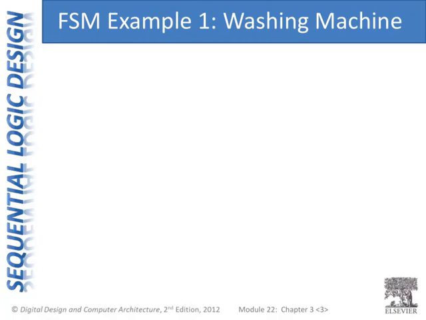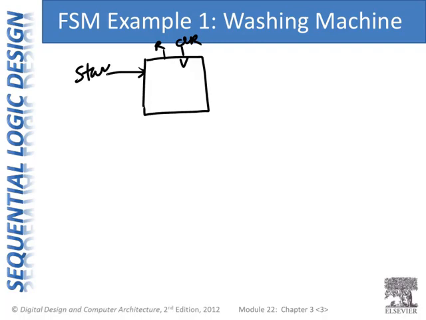So, for example, suppose we have a washing machine controller. We want to control what that washing machine does. Let's suppose we have our inputs. We'll do the first step where we draw the inputs. We always have clock and reset. And now let's suppose we have some additional inputs. We have a start input and a pause input.